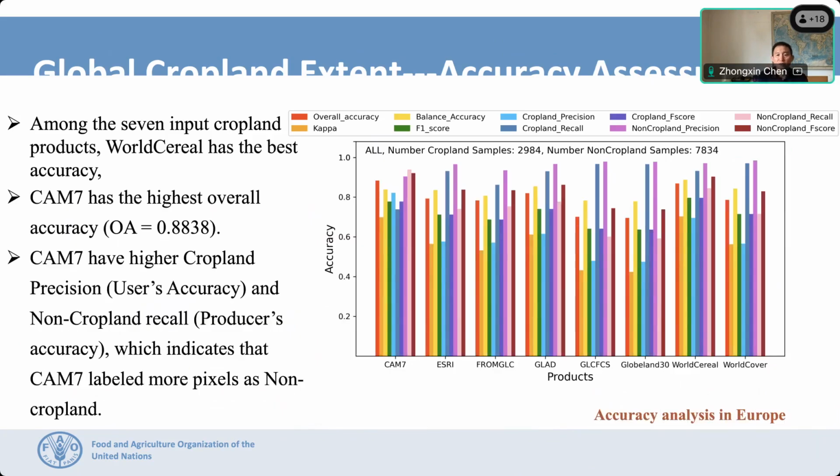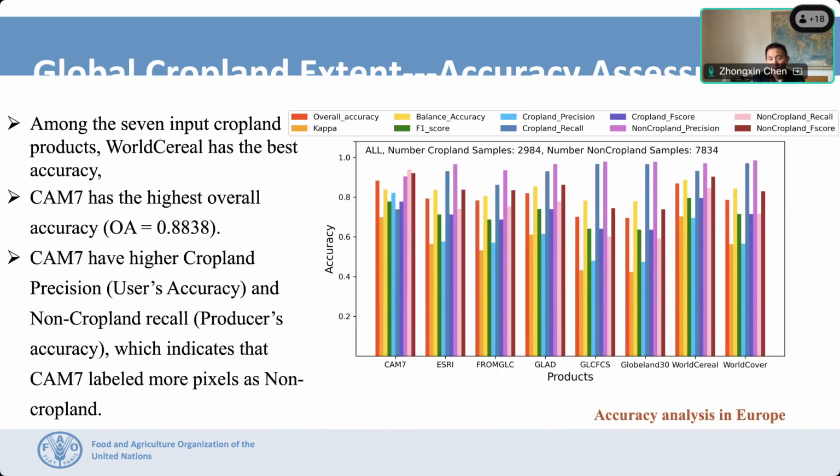And this preliminary result, the first conclusion is among the 7 land cover products, which one has the best accuracy for cropland? So if you just check the bright stick on this chart, you can find the conclusion.